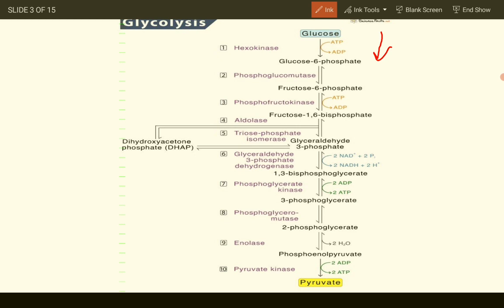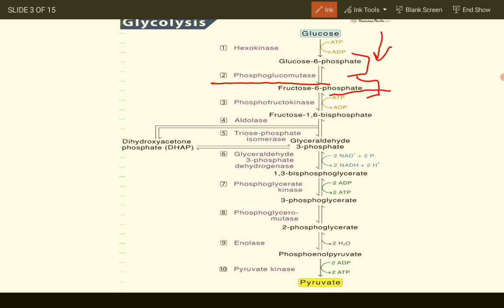Now the second step: glucose 6-phosphate is being converted into fructose 6-phosphate. The enzyme used here is phosphoglucomutase or phosphoglucoisomerase. An isomer is being formed, where only the position of the carbonyl oxygen is changed. So glucose 6-phosphate is converted into fructose 6-phosphate, which is a reversible reaction.